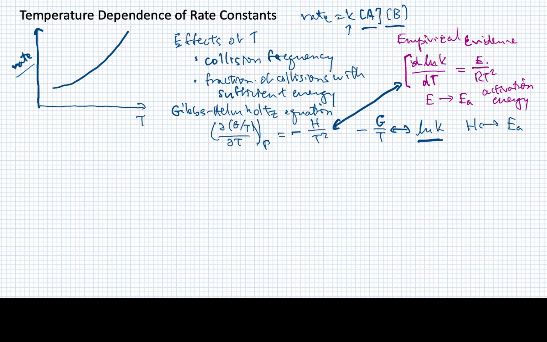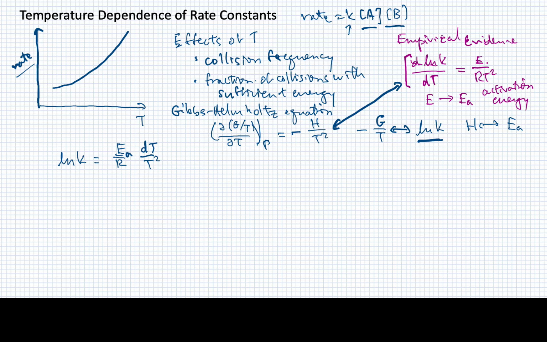All right, so one of the simplest ways that we can take an expression like this, an empirical expression, and get some meaning from it is to actually integrate it. So let's do that. What I want to do is rearrange the equation a little bit. So it'll say d log k is equal to E over R, and then I'll go ahead and make that E sub A dT over T squared.